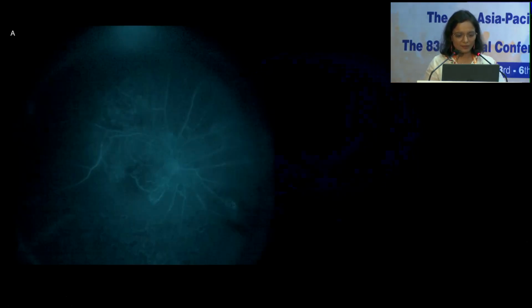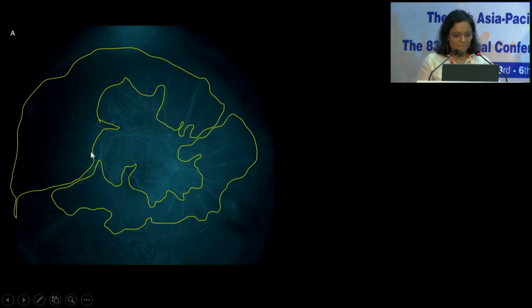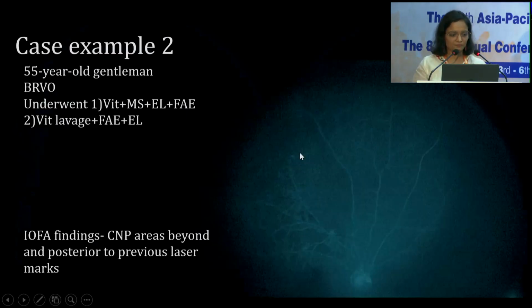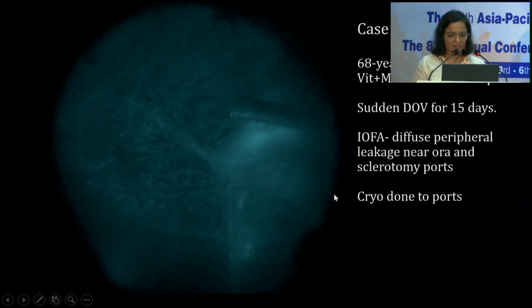Now, if you look at the pictorial representation, this is the extent of the CNP areas we found on the IOFA. And you can see that there is only a central island of perfused retina. And you can even see the delay in the filling of this particular vein. This is a 55-year-old gentleman who had undergone vitrectomy for a BRVO. These are the CNP areas much beyond and posterior to the previous endolaser marks.